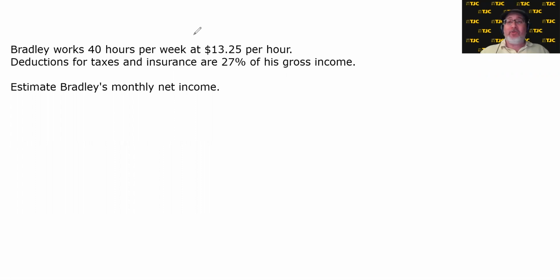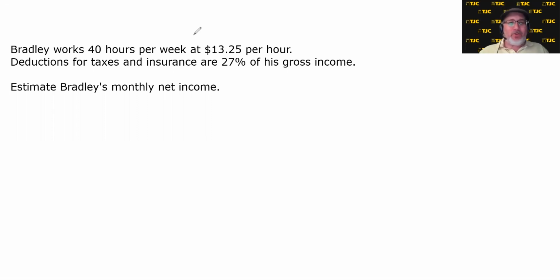And we could do one of two things. We can either go from his hourly pay to his weekly pay, scale it down to daily pay, scale it up to yearly pay, and then down to monthly pay, and then take out the 27%. Or at any point, we can take out the 27% at the beginning, at the end, or somewhere in between.